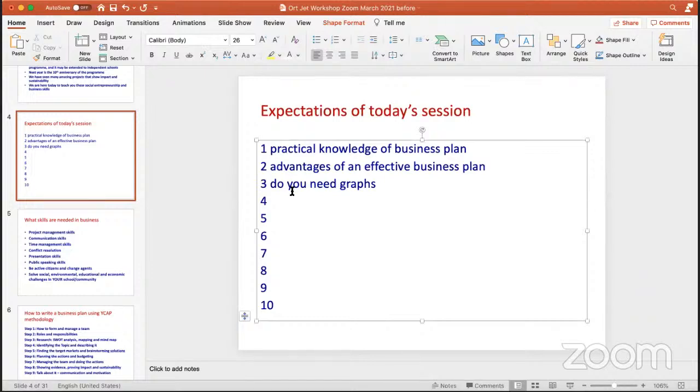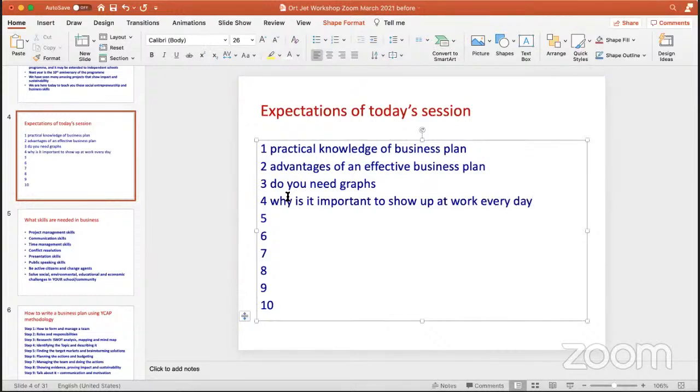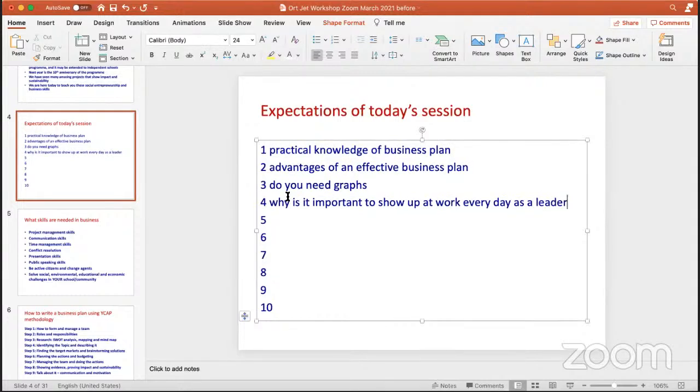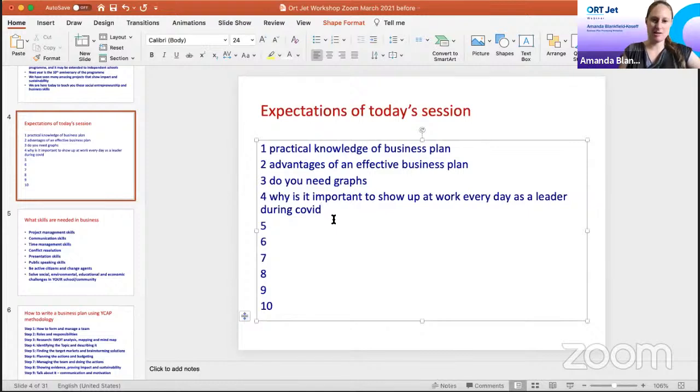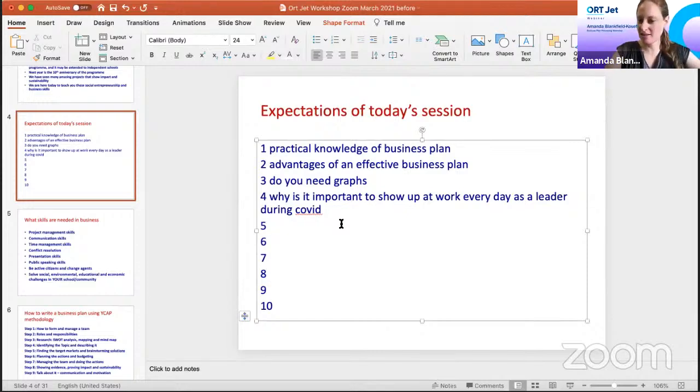Please, I want to know, why is it important to pitch up to show up at work every day? An explanation of how vital that is, please. You mean as the leader? Just as a leader or as a supervisor, or just to show up at work rather than sit at home with the laptop and the internet and take a back seat because we can, it's COVID. Okay. So during COVID. Yes, okay. Thank you. Perfect.